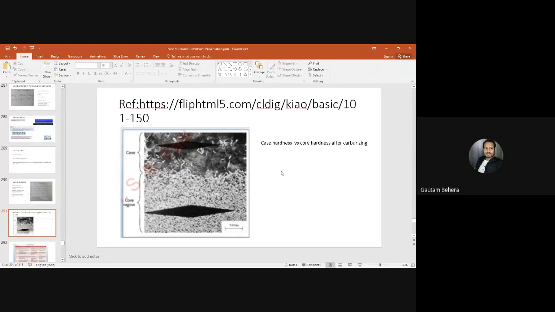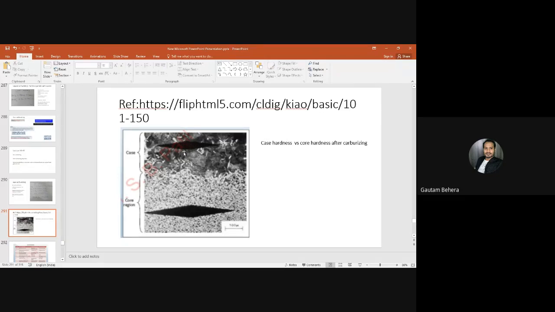Now, can you figure it out? So the size of the indentation is more in the core. More in the core and less in the case. Very good. So that is the main thing. So Amiz has identified that one. Very nice. So you can see the indentation mark is here and the indentation mark is here.